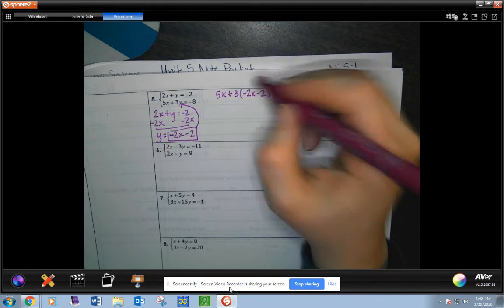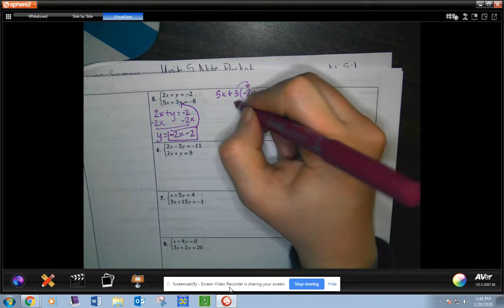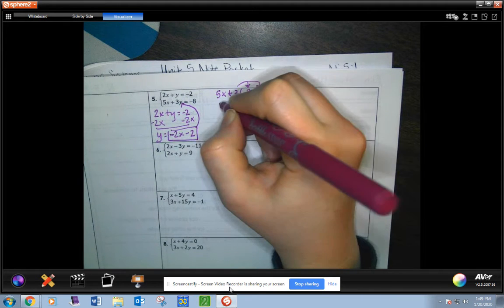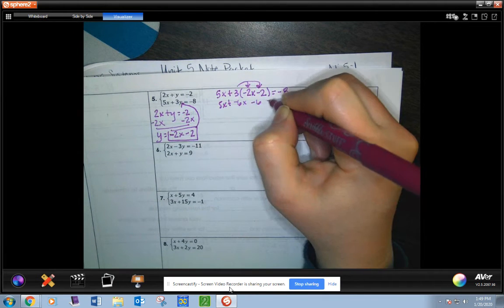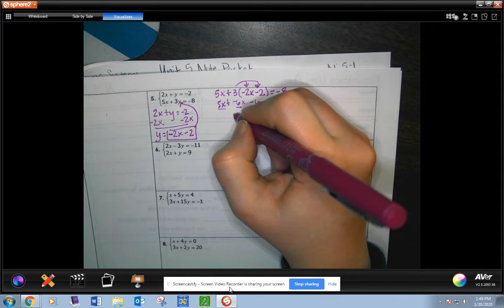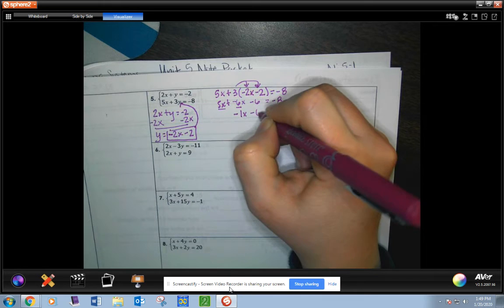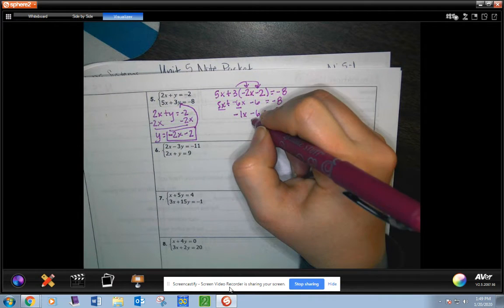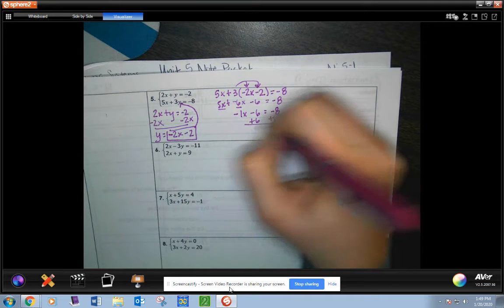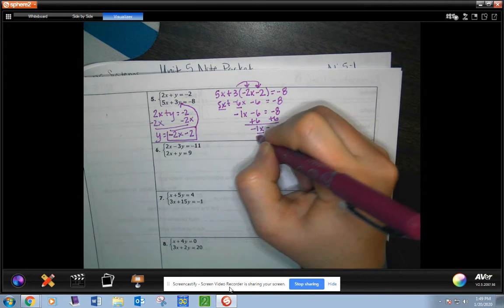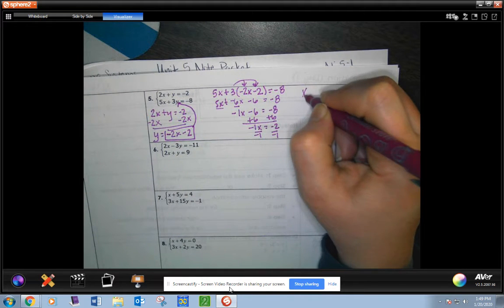This is a distribute and solve, so 3 times negative 2x would be negative 6x. 3 times negative 2 would be negative 6. I bring down 5x plus, and it equals negative 8. Combine like terms, this gives me a negative 1x minus 6 equals negative 8. I add the 6. That gives me negative 1x equals negative 2, and then I divide by negative 1, so x equals 2.